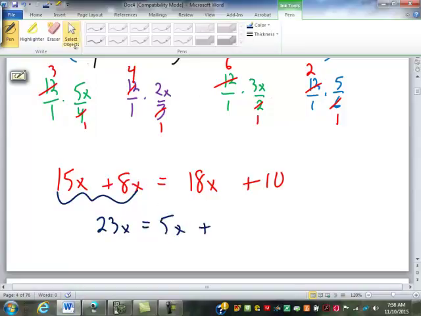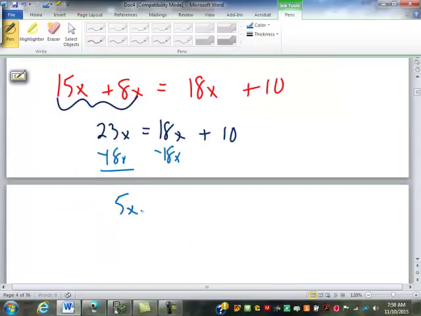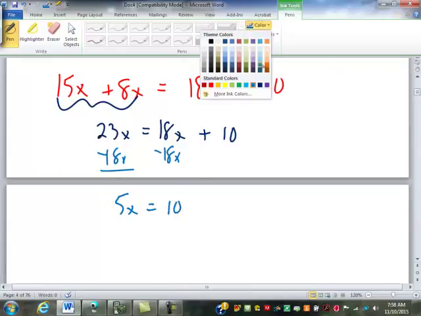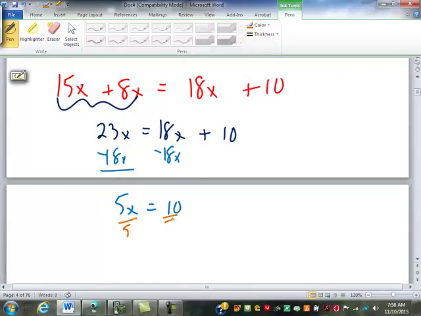Whoops, I don't know where that 5 came from. 18x plus 10. And then subtract 18x. That's where that 5 came from. 5x equals 10. And then divide by 5. X equals 2. Not so bad.